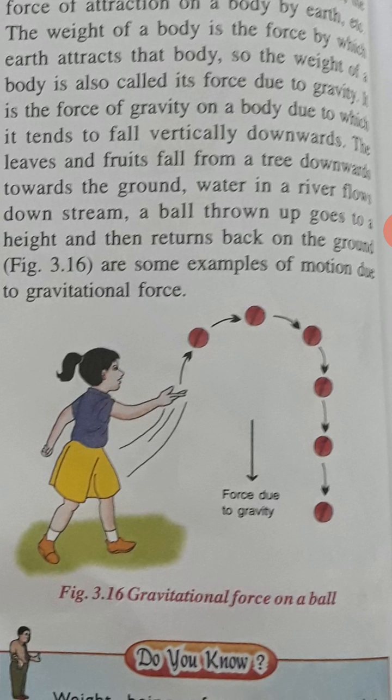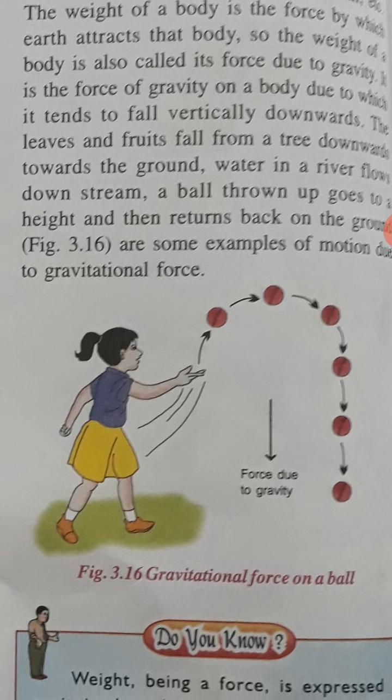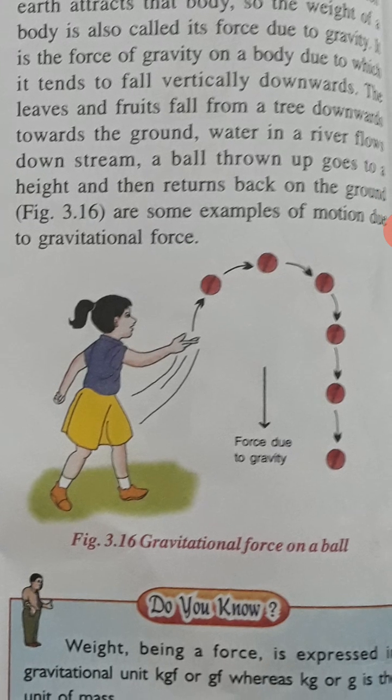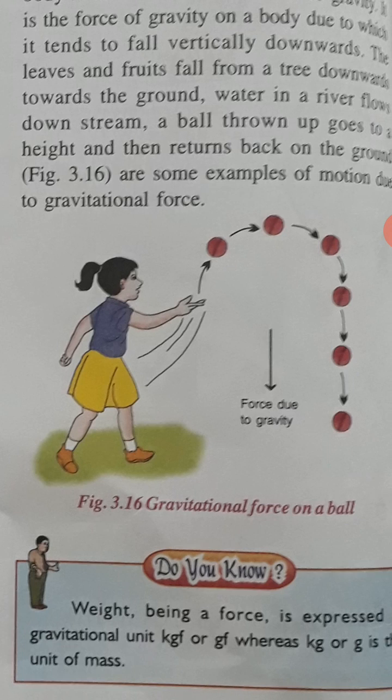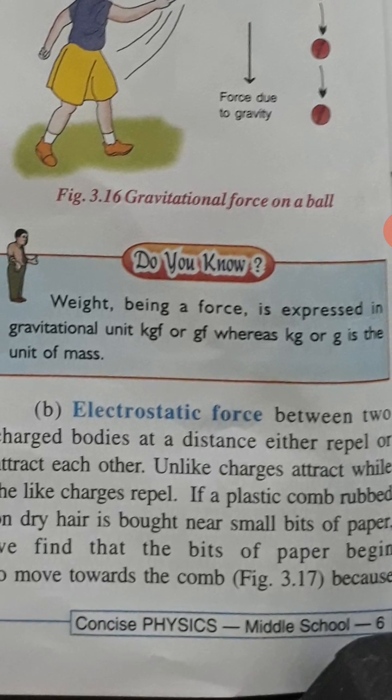So the weight of a body is also called its force of gravity. Because of that weight, it tends to fall downwards or come downwards. Like leaves of trees, they fall downwards. If you throw a ball also, where will it go? It will come in the downward direction. So these are some examples of gravitational force.